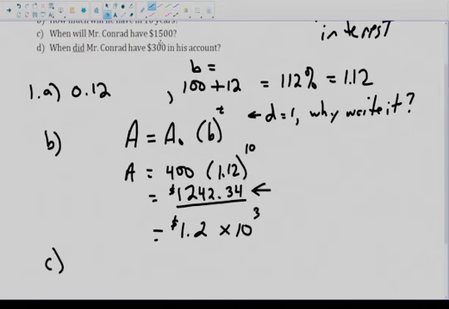So when will Mr. Conrad have $1,500? When? When is a time value? Okay, so now all of a sudden I'm going to be looking for the t value in my exponent. I may need trial and error. We may need logarithms. We'll see. All right. So $1,500 is my final amount this time. When will I have that final amount? So final amount goes first in the equation. Everything else is the same, but we don't know our t this time. So now we have to isolate for t.